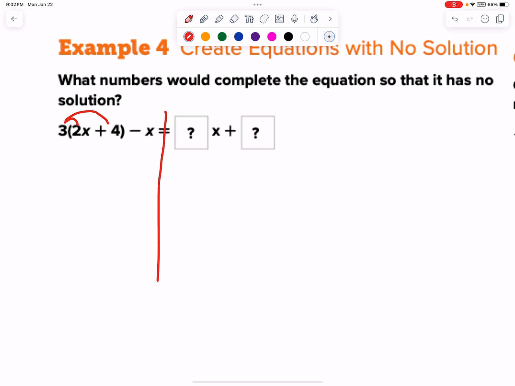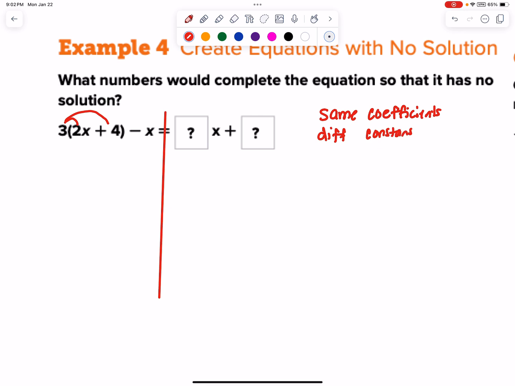Okay, let's go ahead and separate our space. So we want to create same coefficients and different constants. So that's our goal. So let's go ahead and distribute here. To simplify this, we have a 6x plus 3 times 4 is 12, minus 1x equals blank x plus blank. And then let's go ahead and combine our like terms here. So we end up with what?